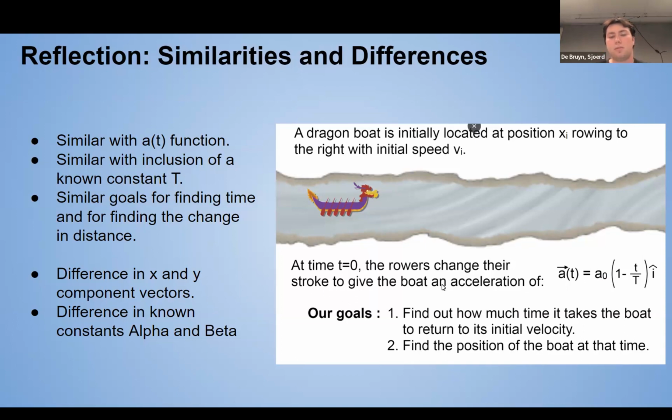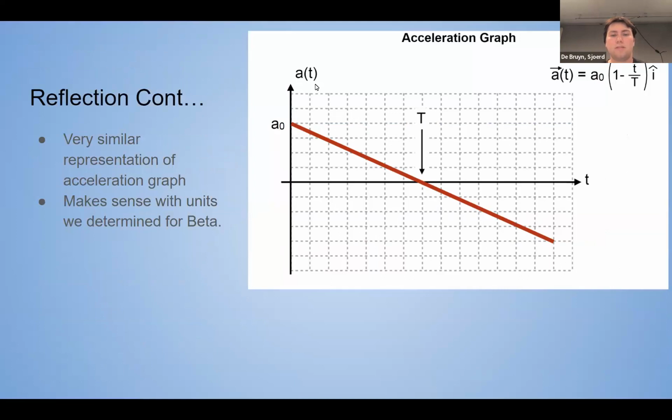There's a main difference, though. The difference is that we are only looking at the x direction for this one, while in the helicopter problem, we had both an x and y direction vector, and we don't have known constants alpha and beta as well. We just have our known constant t in this problem. But this problem is really similar, and we can see that we have the acceleration graph here, which is super similar to the one we graphed. And we determined that the constant beta had units of acceleration. So starting at the initial acceleration, it makes sense for this problem as it goes closer to t.